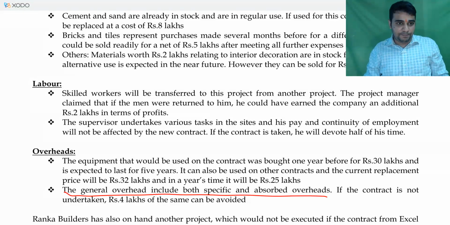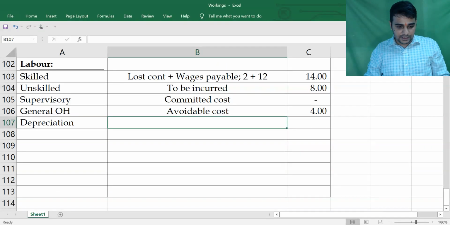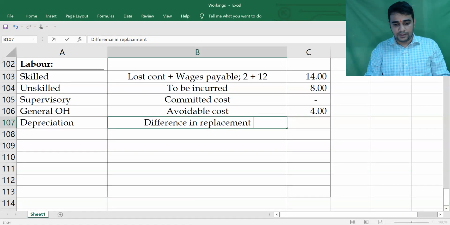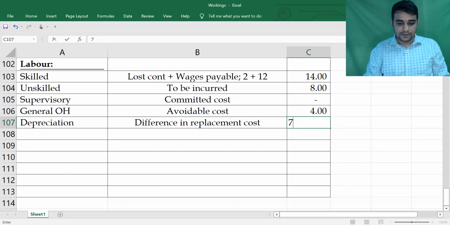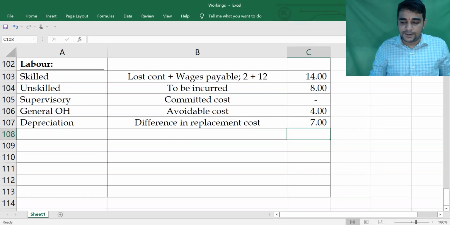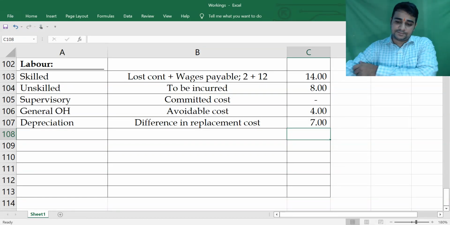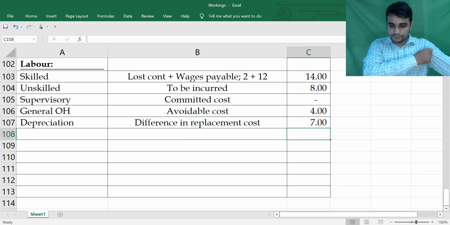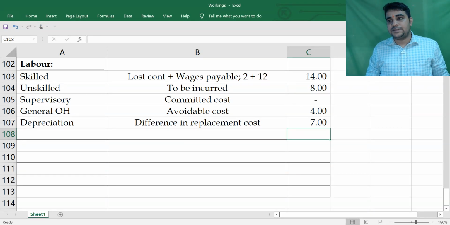Difference in replacement cost. Depreciation, difference in replacement cost, 7 lakhs. Replacement cost 7 lakhs.